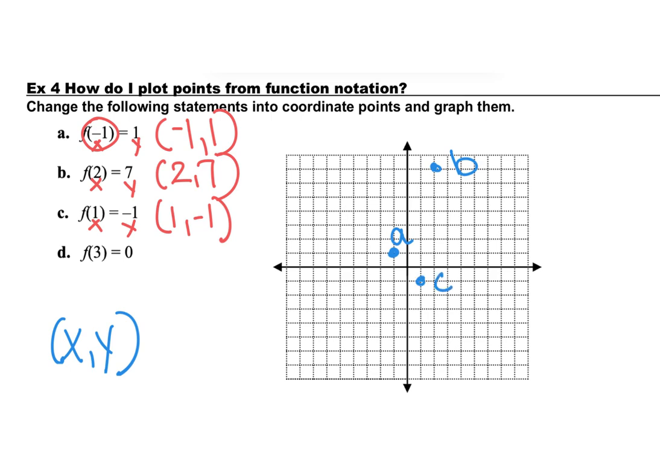So this is letter C. Again, we'll have 3 and then 0, and then we're just going to plot them. Walk over 3, go up 0, and this would be letter D. So in this lesson, we took a look at how to write and evaluate things in function notation.